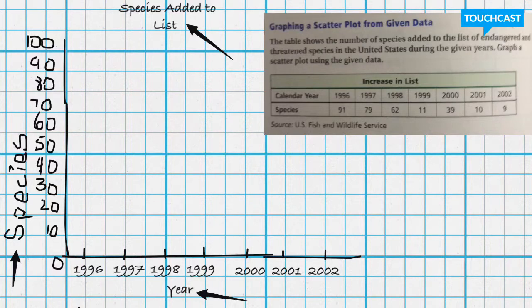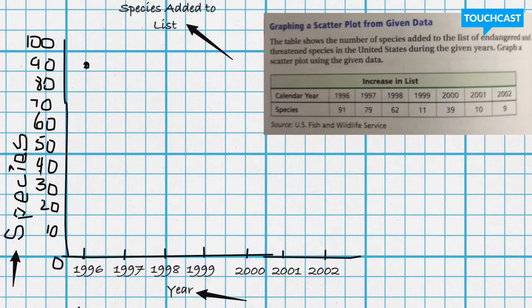So now we're going to actually graph each ordered pair where we have the year as our x-coordinate and the number of species added as our y-coordinate. So our first point is at 1996 on our x-axis and 91 on the y-axis. So let's plot that point. There. Now we're going to also do that for the other points in our table.